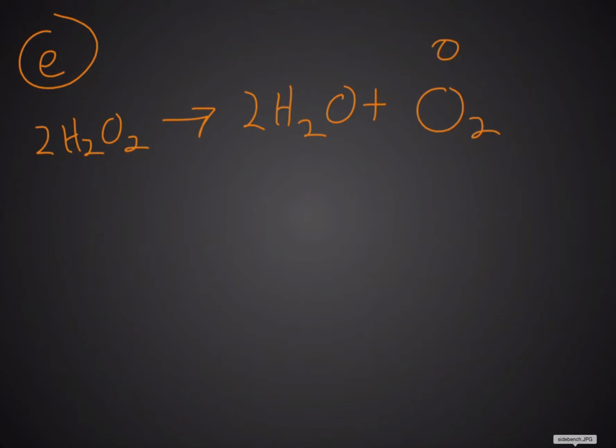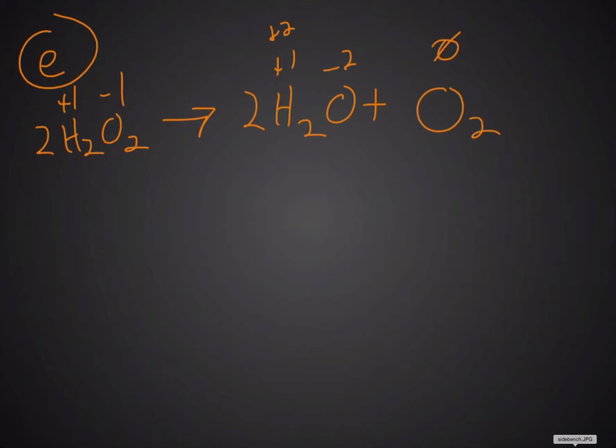Okay, elemental oxygen has a state of 0. The oxygen here has a -2. The hydrogen has +1 each for a total of +2. On this side, we have two hydrogens, +1 each. They can't be anything else, which means that those two oxygens have an oxidation state of -1.